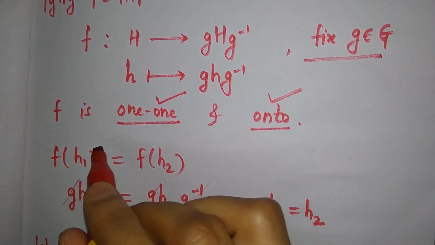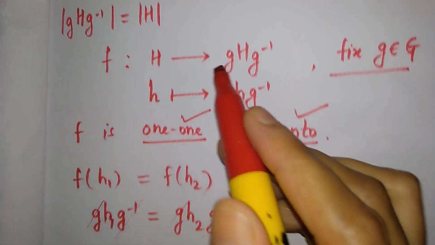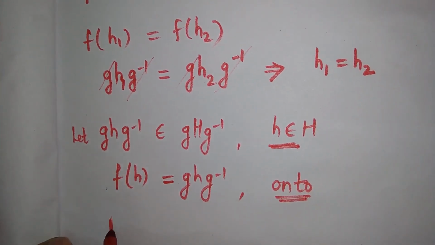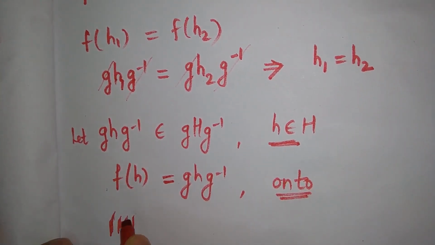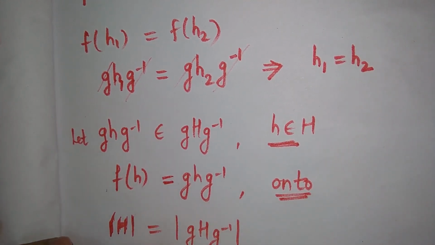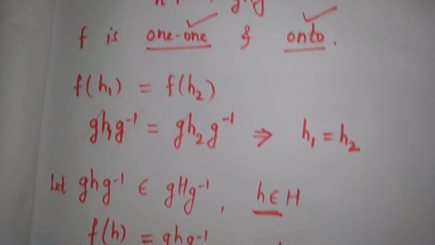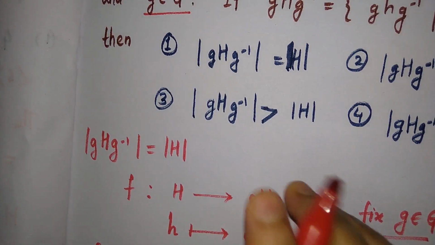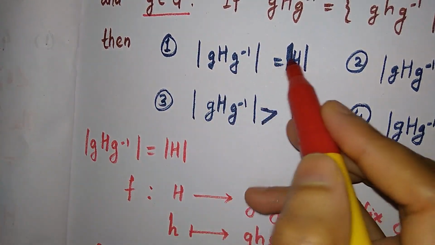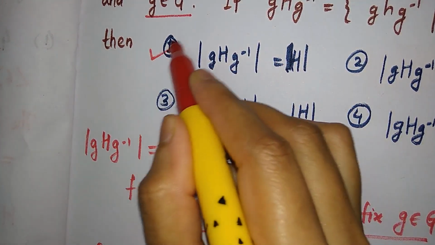That means this f is a bijection between these two sets. That means the number of elements in these two sets are the same or equal. So the cardinality of H is the same as the cardinality of GHG inverse. So always remember that these two sets have the same number of elements. So first option is the correct option.